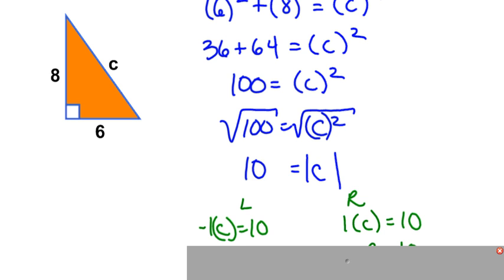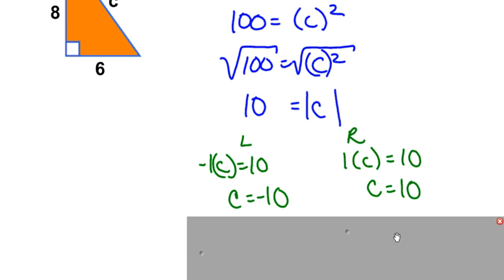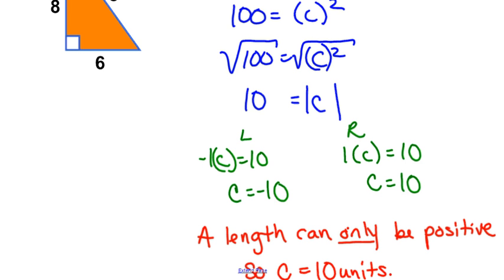When we go to the left 10 units, we'll end up at negative 10, and when we go to the right 10 units, we'll end up at 10. And again, we want to see if both of these will work for our triangle. So ask yourself, can you have a side length of negative 10 units? That is not possible, so that would be an extraneous solution. Can you have a side length of 10 units? Yes, you can. So that would be a solution that we could use for our triangle. So the side length that we're missing is 10 units.